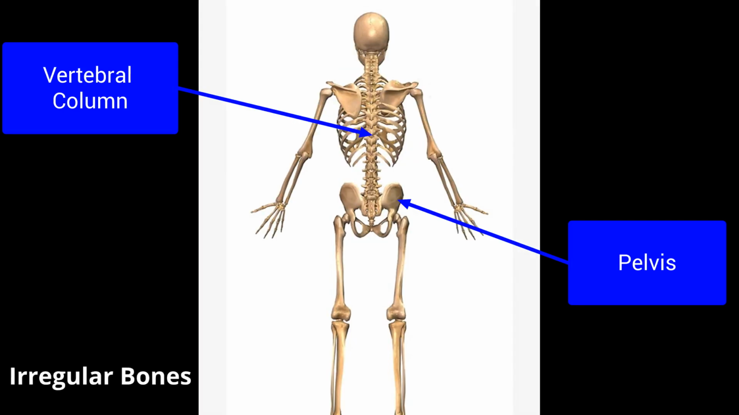Irregular bones have odd shapes and perform a range of functions such as protection and muscle attachment. The vertebral column is made up of irregular bones, and another example comes from the pelvis at the site of the hip.